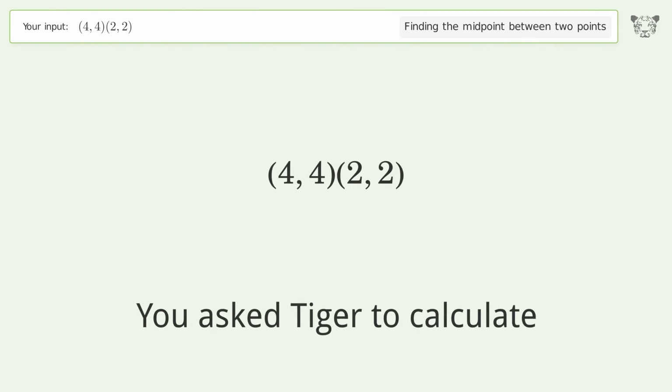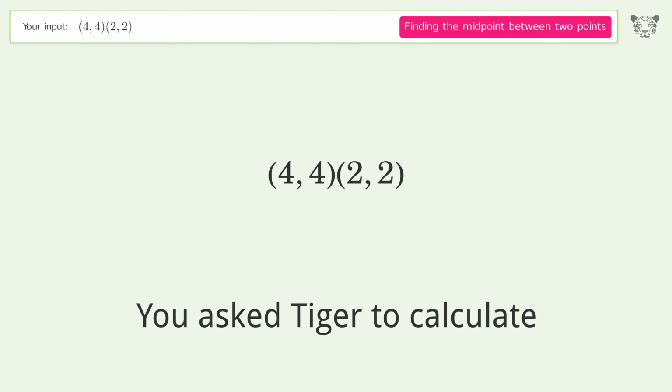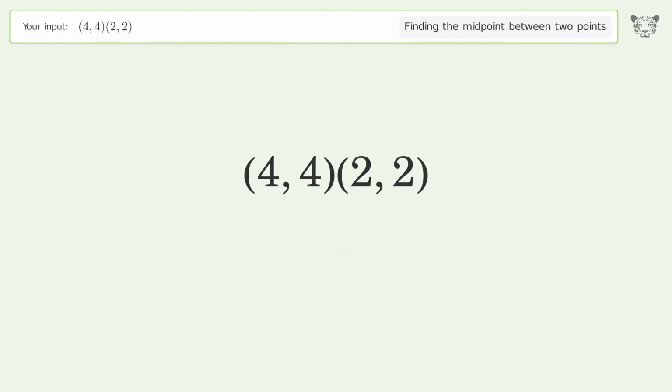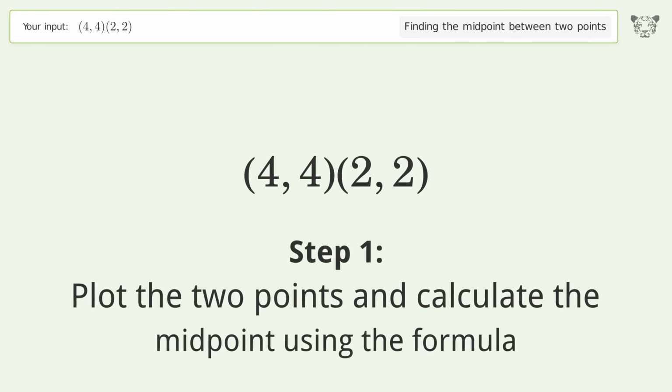You ask Tiger to calculate. This deals with finding the midpoint between 2 points. The midpoint between the 2 points is 3, 3. Let's solve it step by step. Plot the 2 points and calculate the midpoint using the formula.